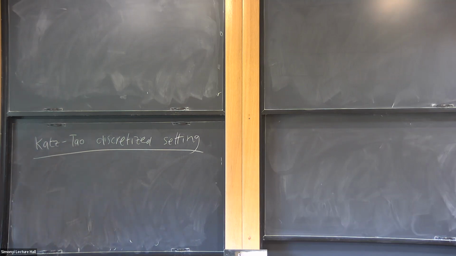Okay, so what is the Katz-Tao discretized setting? I might introduce it in more detail in the what is seminar and give some proof, but now I just want to present it.